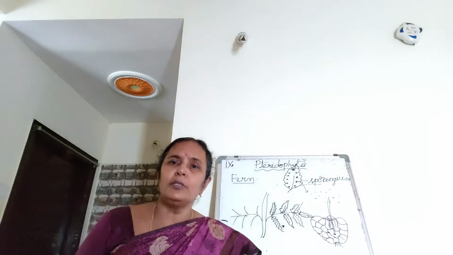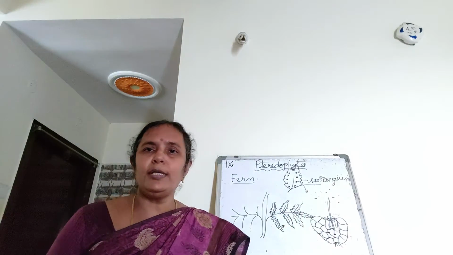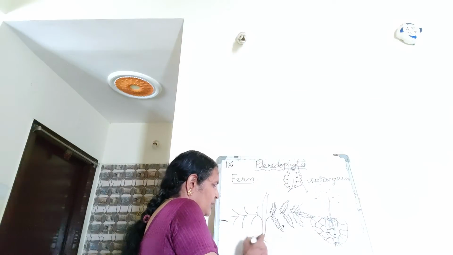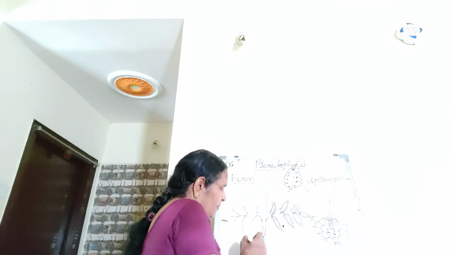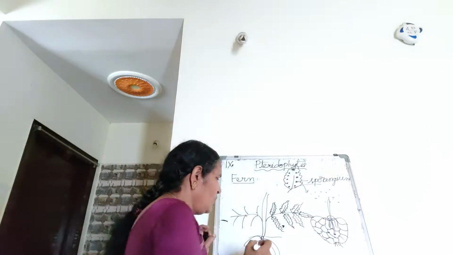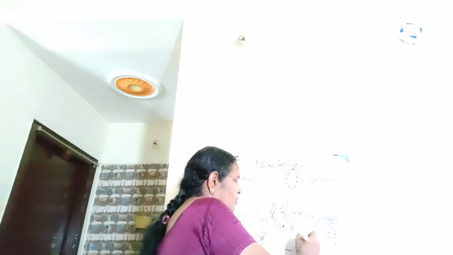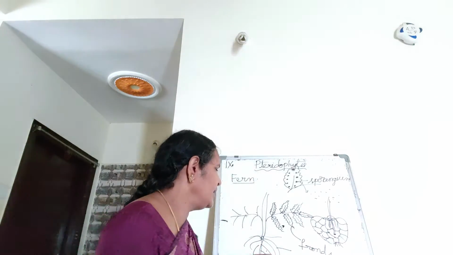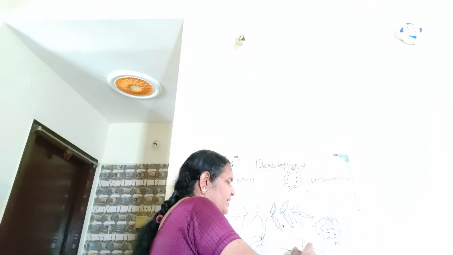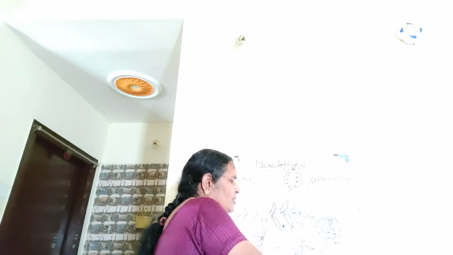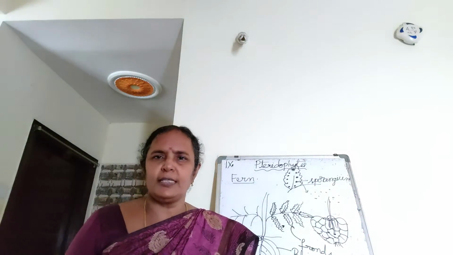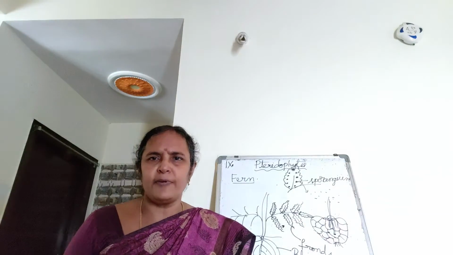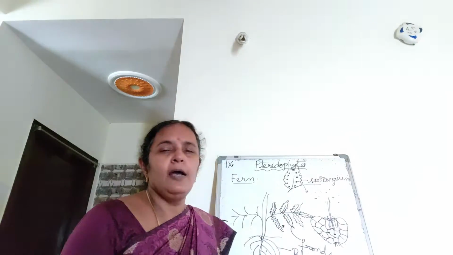Here we have to notice one thing. The prothallus is not fixed to the ground, but the sporophyte, the fern plant, is fixed to the ground with root-like structures. These are called rhizoids, and the leaves are called fronds. Just like in Bryophyta, these are also not true roots. They are root-like structures called rhizoids. They absorb water and mineral salts from the soil. And these leaves are fronds.